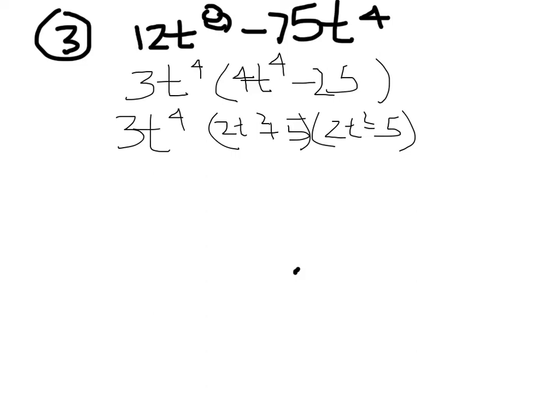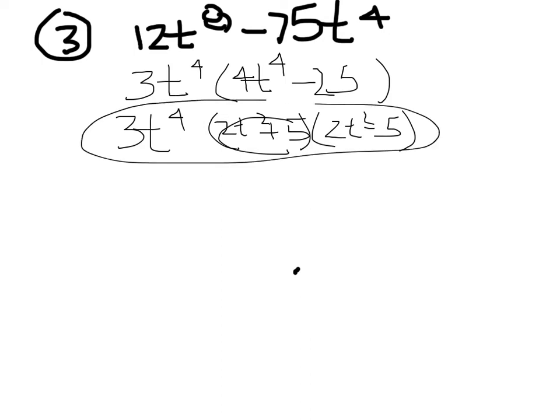Now, this is definitely not a difference of two squares. It has a sum, and neither of these terms are perfect squares. This does have two terms and a difference. It's a difference of two terms, but not two squares, because again, neither of these are perfect squares, which means that in this problem, I'm done.